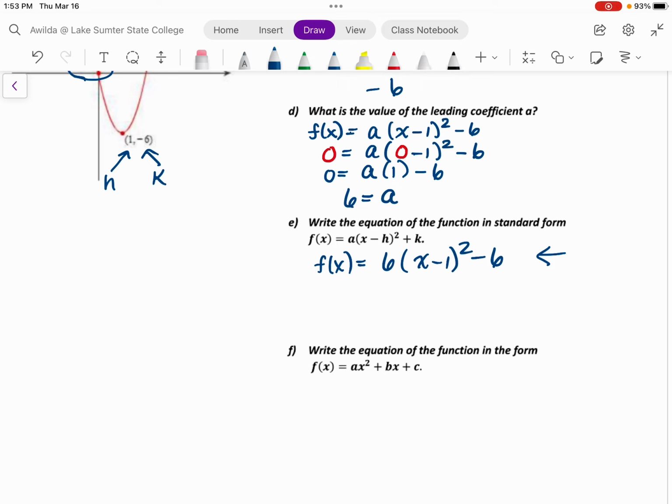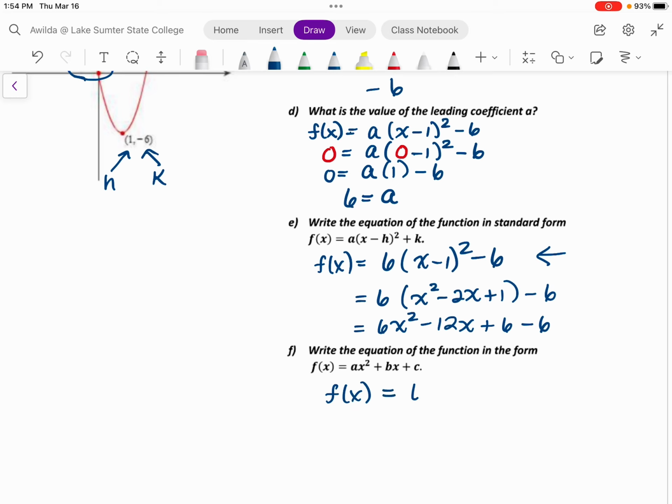So I'm going to first multiply x minus 1 quantity squared. So I'm going to write this as x squared minus 2x plus 1. Now I'm going to distribute the 6. So I have 6 times x squared minus 12 times x plus 6 minus 6. And we see that if we simplify, we get f of x is equal to 6x squared minus 12x. The 6 and the -6 will add up to 0.